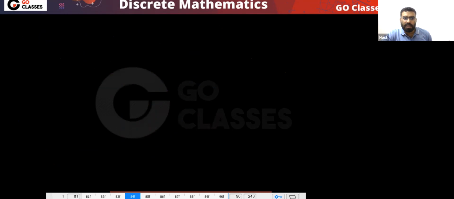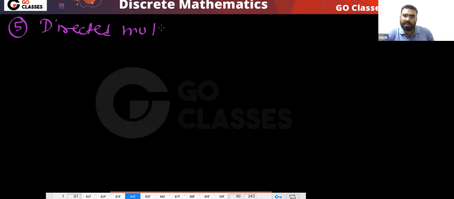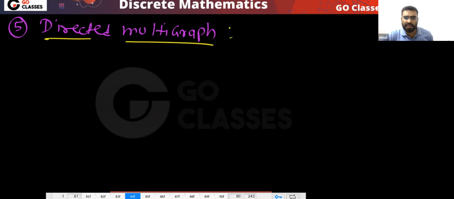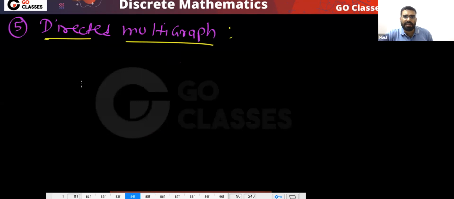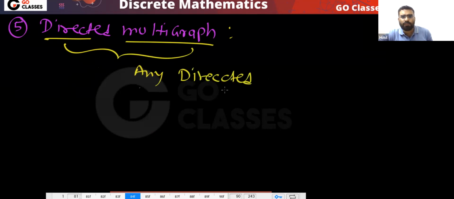Now this is the definition. The fifth is the directed multigraph. In a directed multigraph, everything is allowed, but it should be directed. It simply means any directed graph. Remember, self loops are also allowed. But these things are not important.